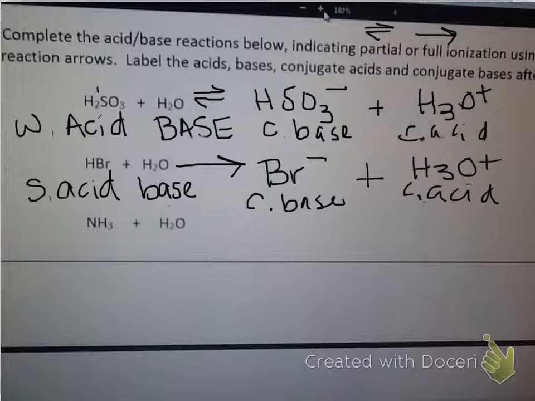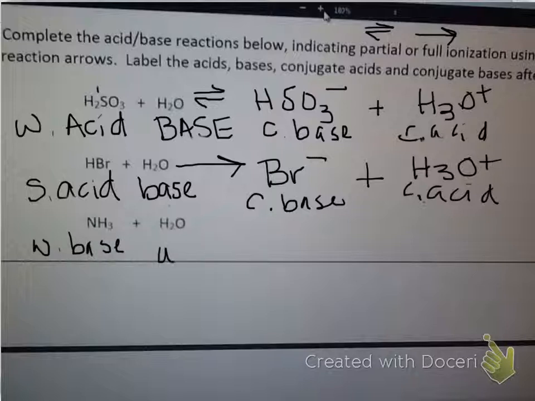We have ammonia. Ammonia is NH3, by the way. So it's not ammonium, it's ammonia. That is always going to be a base. So that's a weak base.